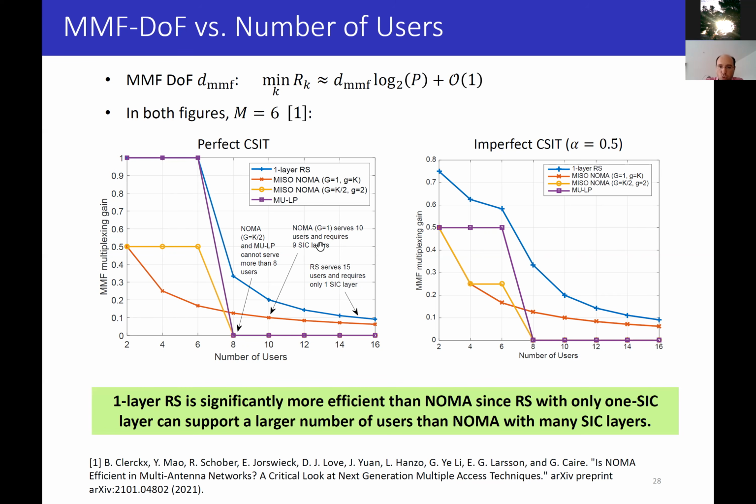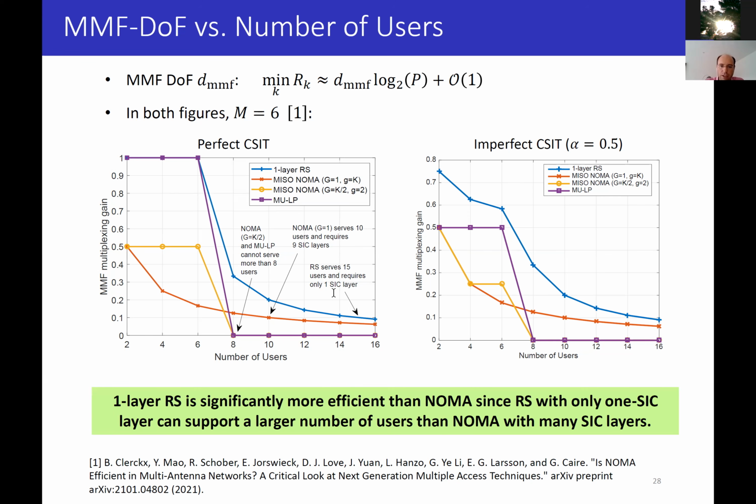But to do that, you would need to have 9 SICs at the receiver. So you would have one group with 10 users, and one of those users would have to decode the messages of all the other users, who would have to implement 9 SICs. If you move to rate splitting, you could serve 15 users, achieve the same DOF, but you would do that with only one SIC.